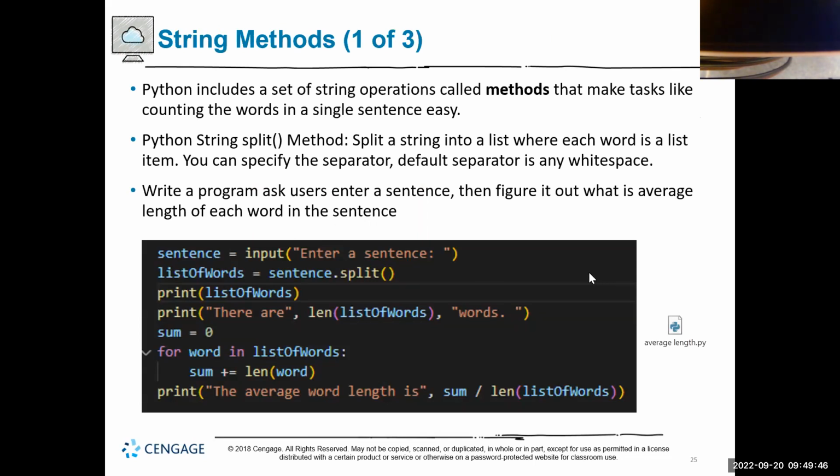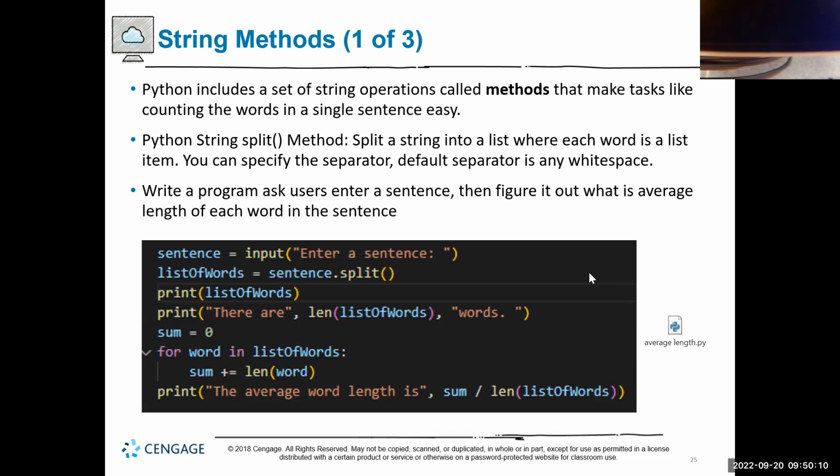You have the string methods in Python. Python includes a set of string operations, and they call them methods. Later on in this class, we will learn about classes and methods, and about object-oriented programming. But for now, you can think of a method as a function. Python includes a set of string operations, and they call them methods.